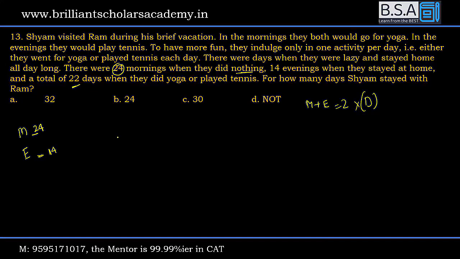And there are 22 days where they went for the activity. So this activity could happen in the morning, this activity could happen in the evening. There are 22 days in which either morning or evening they went for activity. One day, one activity. So I'm not going to count how many yoga days are there, how many tennis days are there. I'm only concerned that there is some activity morning or evening. So how do you find the total number of days of vacation?